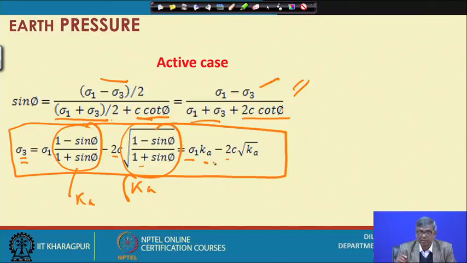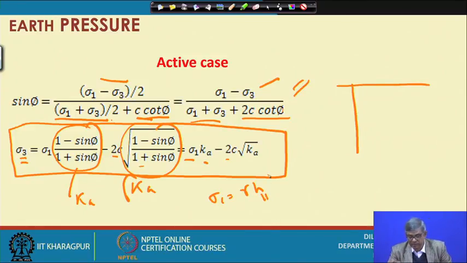That means, if I consider now a ground surface here, the depth is 0, h equal to 0. Sigma 1 will be equal to gamma times h, so when h is equal to 0, sigma 1 will become 0, that means this portion will be 0, and sigma 3 will have a negative value.